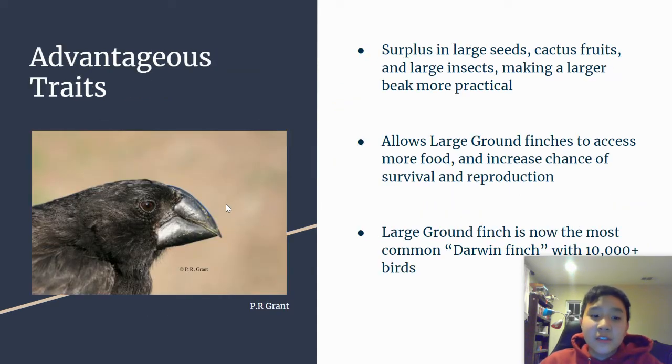And some advantageous traits about the Galapagos large ground finch is that since there was a surplus in large seeds, cactus fruits, and large insects, it made having a larger beak more practical. And since this allows more ground finches to access more food, it increases the chance of survival and reproduction. And because of these advantages, the large ground finch is now the most common Darwin finch, with 10,000 plus birds living on the islands.